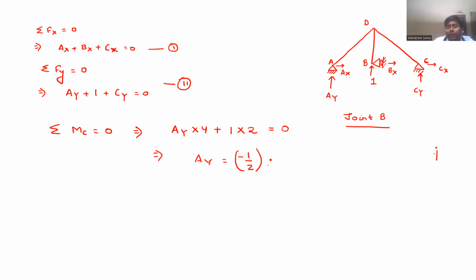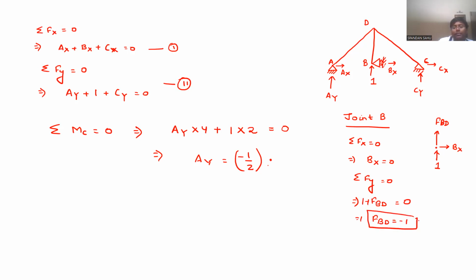What will be the free body diagram? See, this is 1. This is Bx. And one member force, that FBD will come. Now, tell me, when you do summation of Fx equal to 0, what you will get? Bx to be 0. When you do summation of Fy equal to 0, what you will get? FBD plus 1 equals 0, means FBD is minus 1. Correct? Yes, sir.